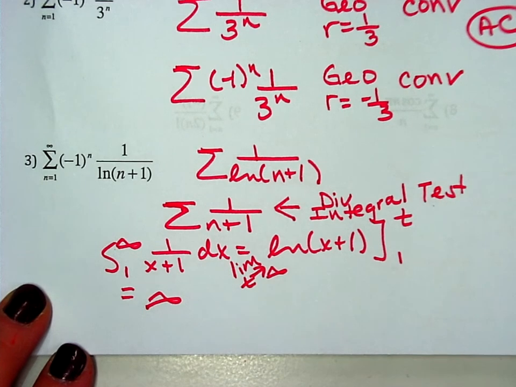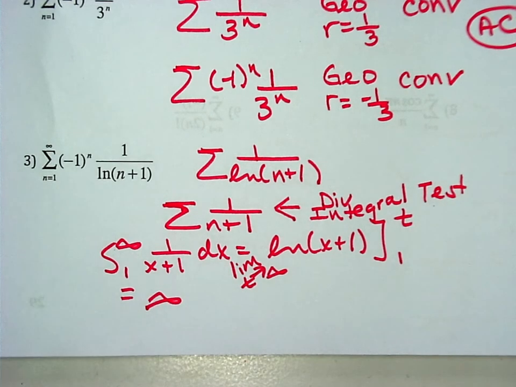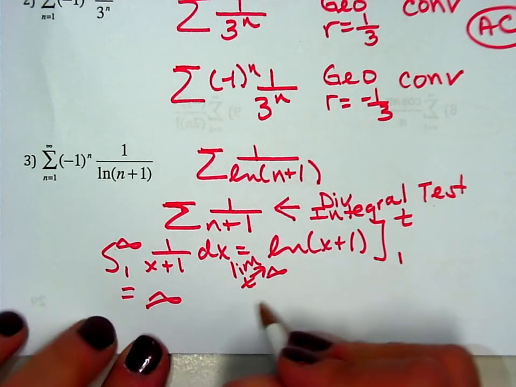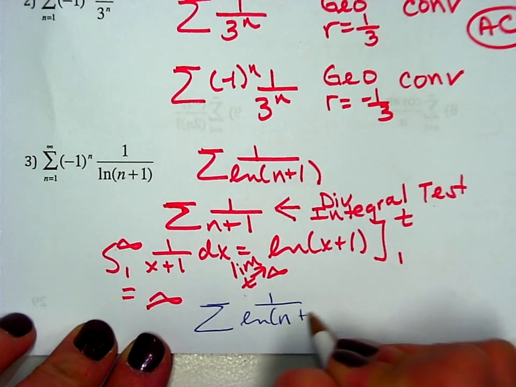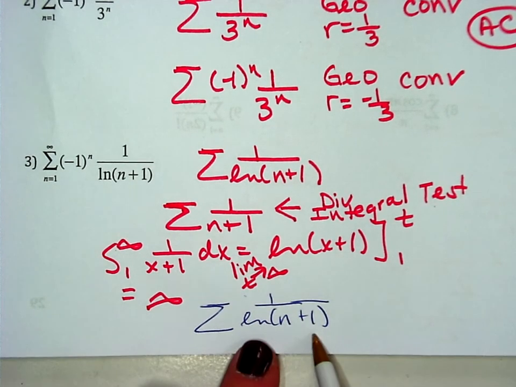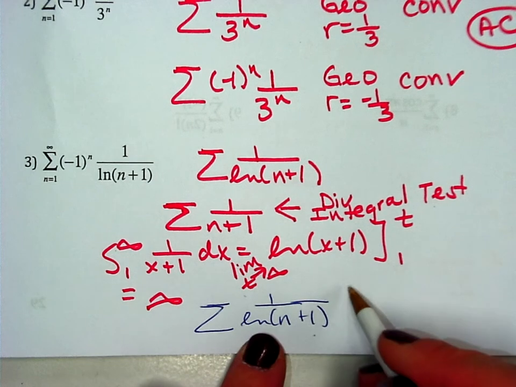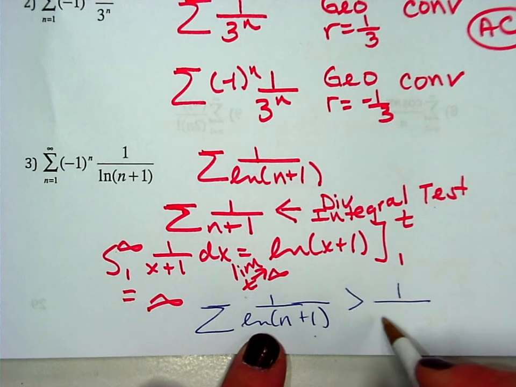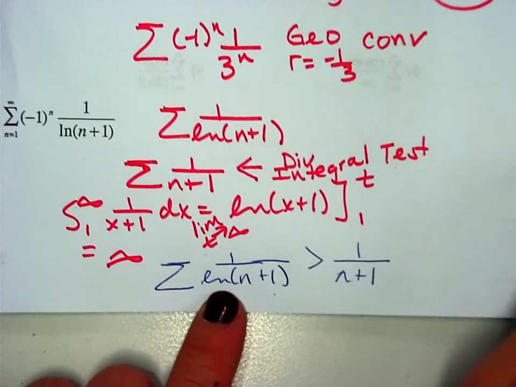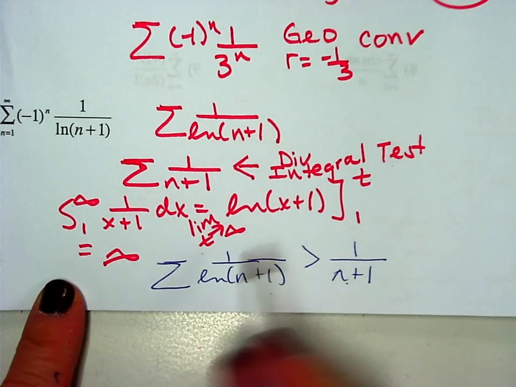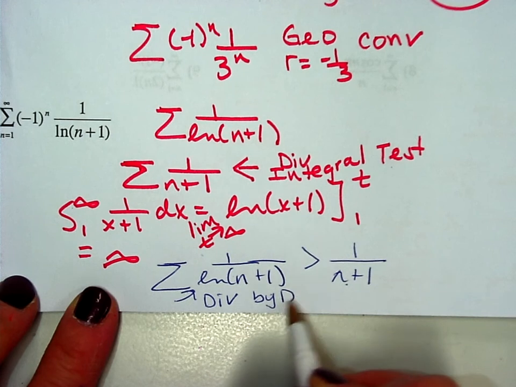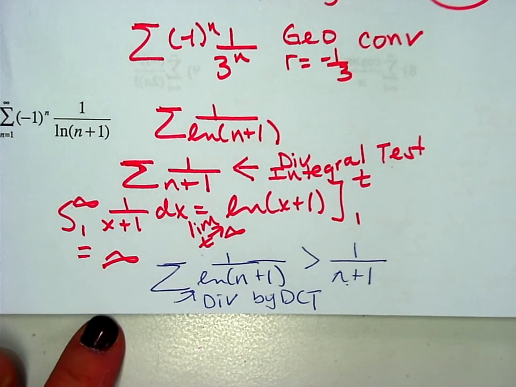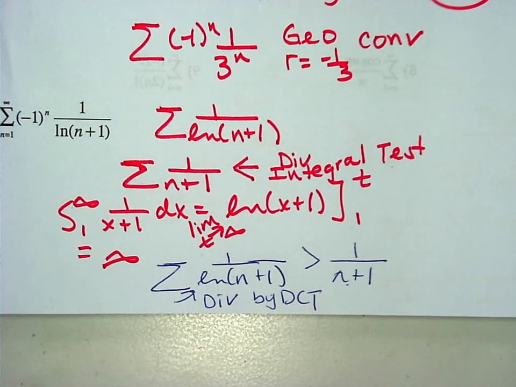Now go back to your original series and let's compare it. I know that this series, because you are taking the log of a function, which slows down the growth, will always be bigger than this, because the log is on the bottom. So because this diverges, anything bigger will also diverge by the direct comparison test. So lots of work just for this absolute value piece.